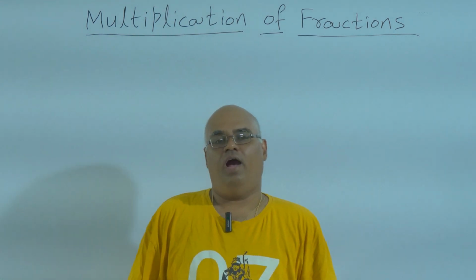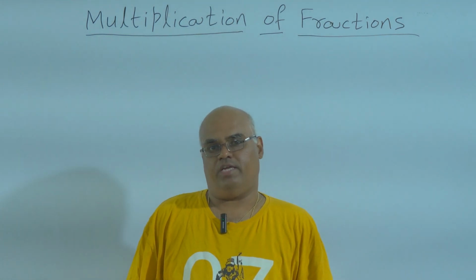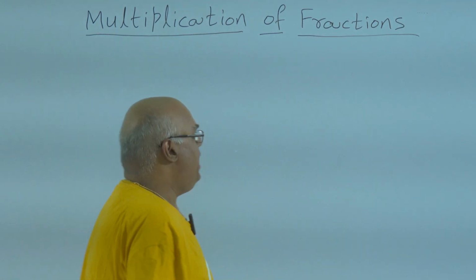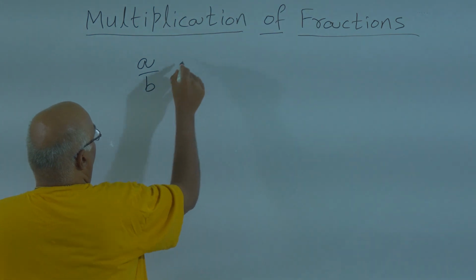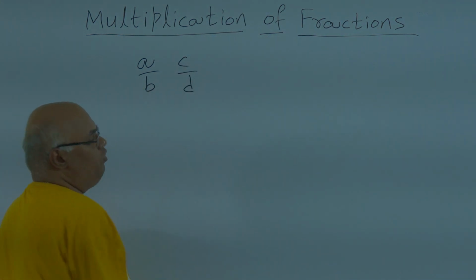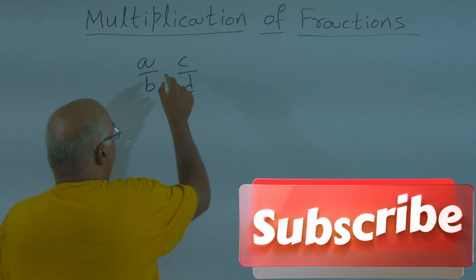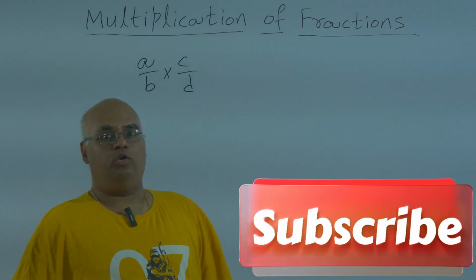Today in this video, I am going to explain about multiplication of fractions. So for example, say I have two fractions, a by b and c by d. These are the two fractions which I want to multiply. How to multiply two fractions?